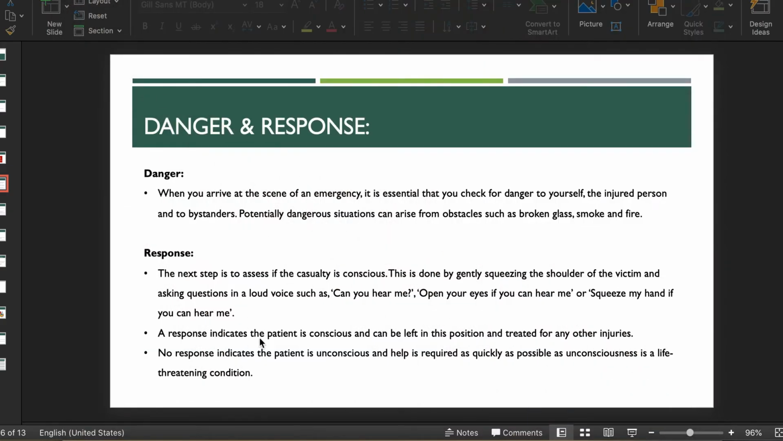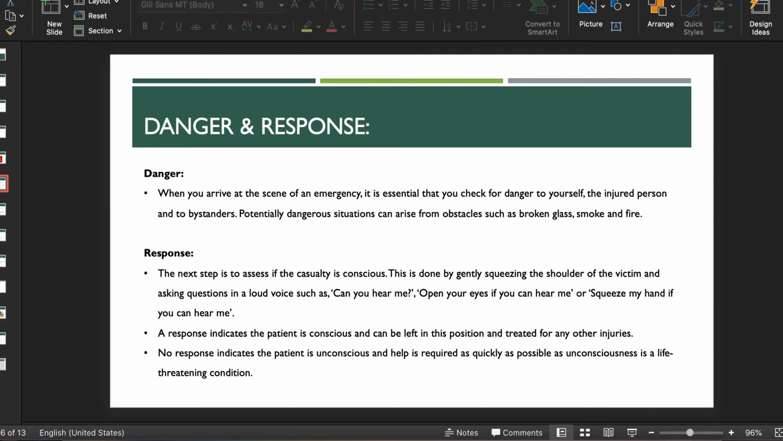If somebody responds to you, they're conscious, you turn them onto their side in a safety or recovery position and you wait for the help to arrive. If there is no response, that means that they are unconscious and you need to apply the following steps.